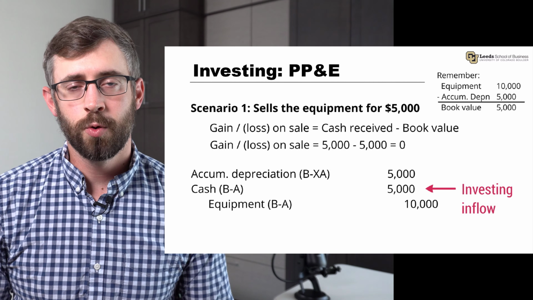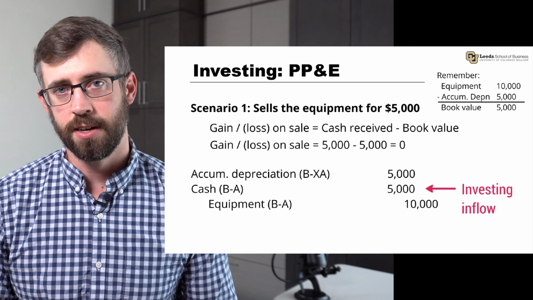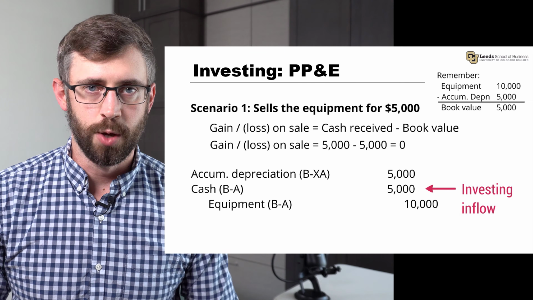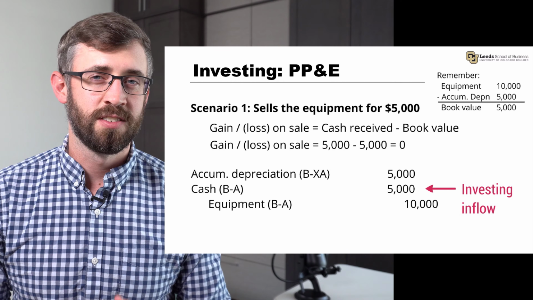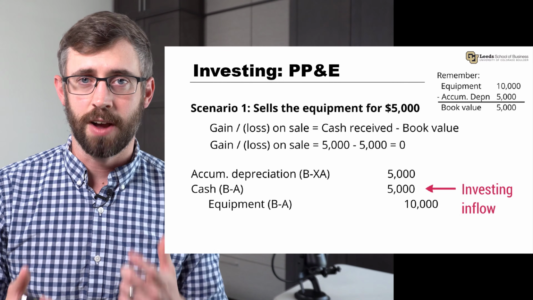So when we sell this equipment, we get rid of the equipment with a credit to the cost. We get rid of the accumulated depreciation with a debit to that account. So this $5,000 we receive goes in the investing section as a direct cash inflow.